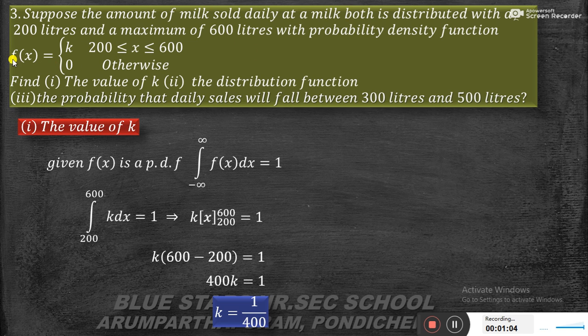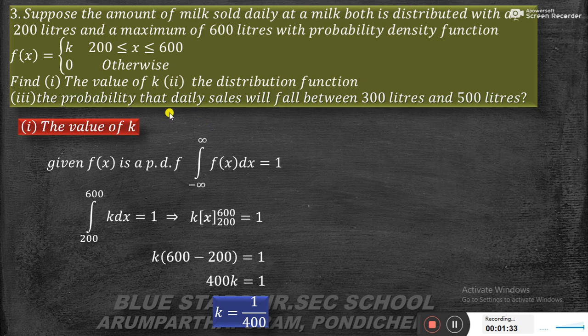Here the probability density function is given. Probability density function means small f of x. So small f of x equal to k, where the interval is 200 less than or equal to x less than or equal to 600, and 0 otherwise. The first question is the value of k. Next is the distribution function. The third is the probability that daily sales will fall between 300 liters and 500 liters.